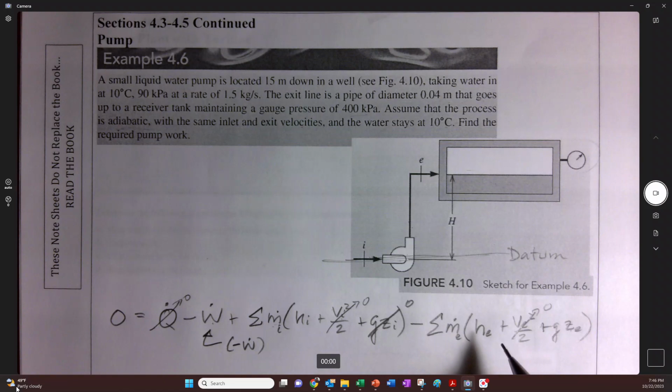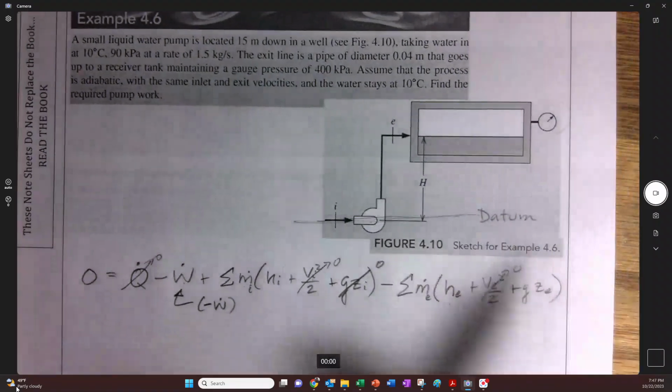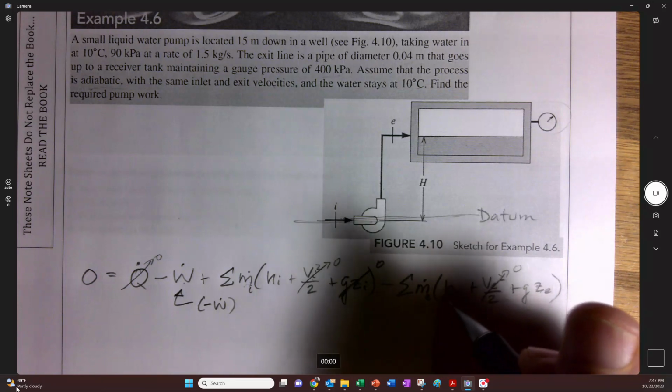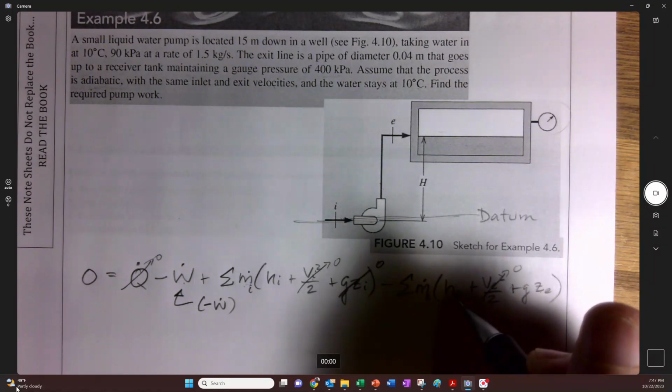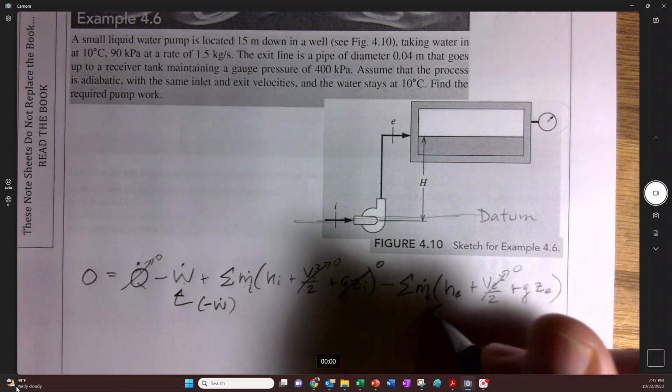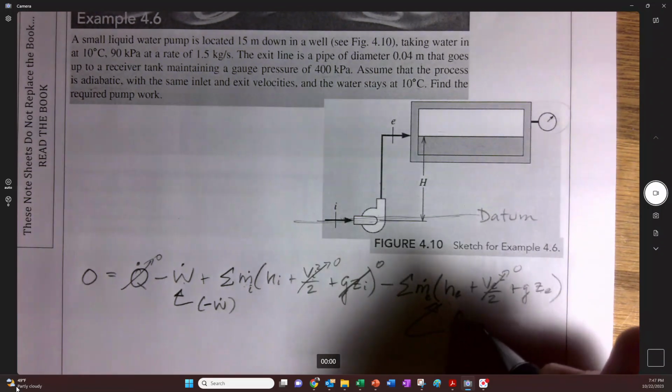There is something we should know that is particular to pumps: the total enthalpy, the enthalpy coming out here, is going to be a combination. So I'll write this for pumps.